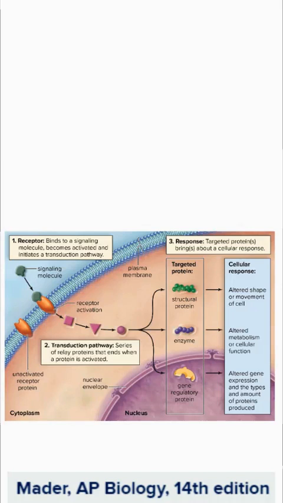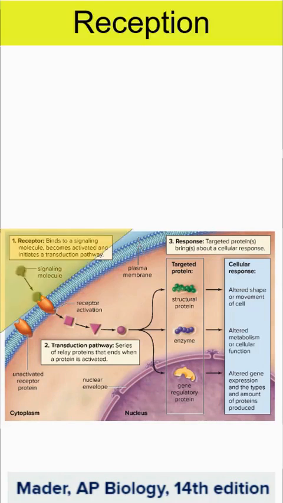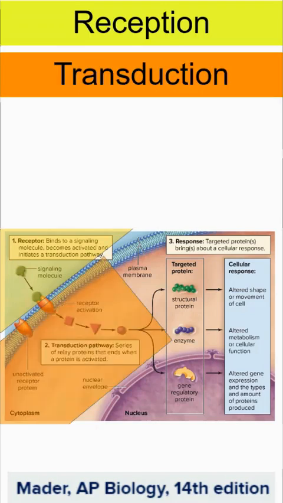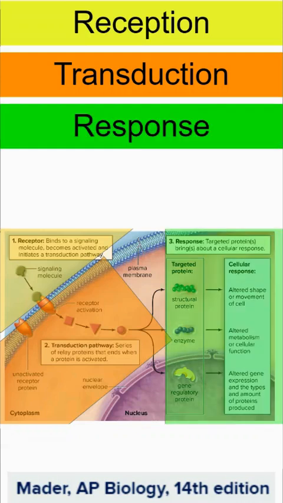So as we go here, again, we look at this process as three steps. We have reception, where the signaling molecule or the ligand binds to some receptor. The transduction pathway is happening within the cell, and there's going to be modification of proteins, which includes activation of enzymes and possibly phosphorylation, attaching of phosphate groups. And ultimately, we have a response.